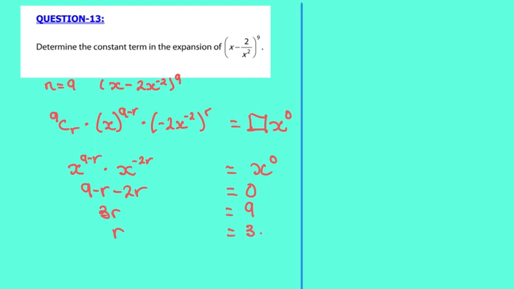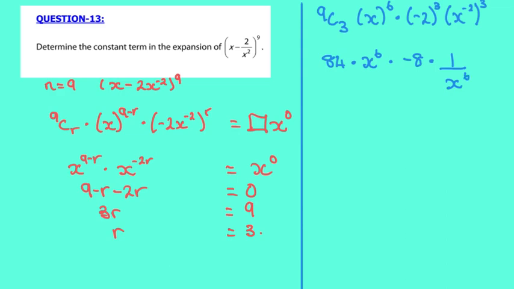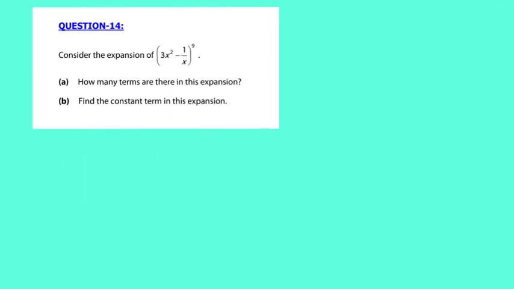Substitute back in for r gives me 9 choose 3, x to the power of 9 minus 3, which is 6, minus 2 to the power of 3, x to the minus 2 to the power of 3. When multiplied out, gives me 84 times x to the power of 6 times minus 8 times 1 over x to the power of 6. They cancel, giving me a constant term of minus 672.